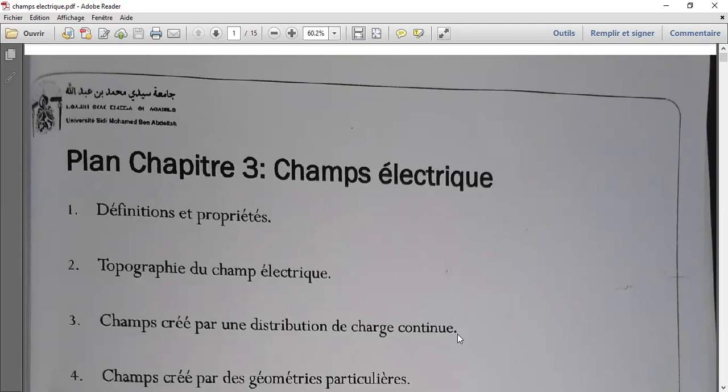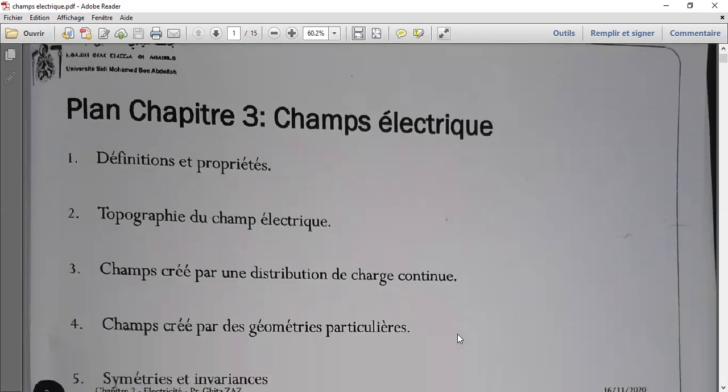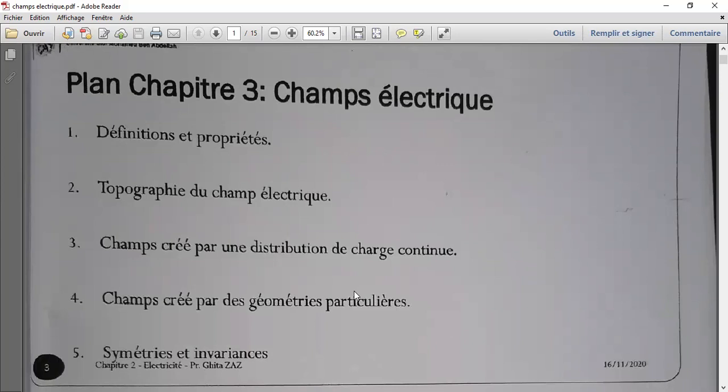So here, when we talk about distribution de charge continue, we're talking about where the charges can be found almost anywhere, and we're going to look at the champ which is created by this continuous distribution of charges. Then we're also going to look at the champ créé par géométrie particulière. And last but not least, we're going to look at the symmetry and the invariance.